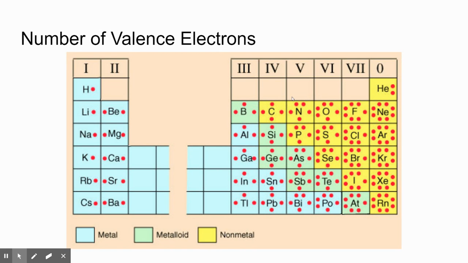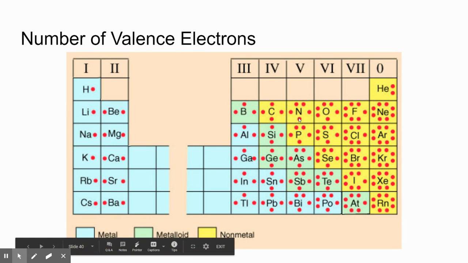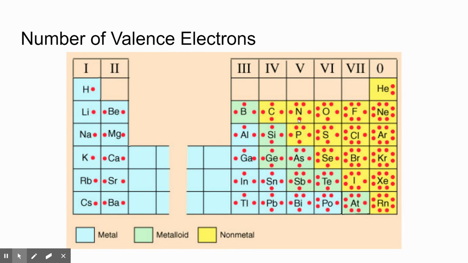All right, and then group 15, now we have 5. Is it easier to gain 3 or lose 5? Well, again, it's going to be the larger number that's harder to do. So we have 5, we want to gain 3. Gaining 3 is easier than losing 5. Losing 5 is harder than gaining 3, so these will gain 3.